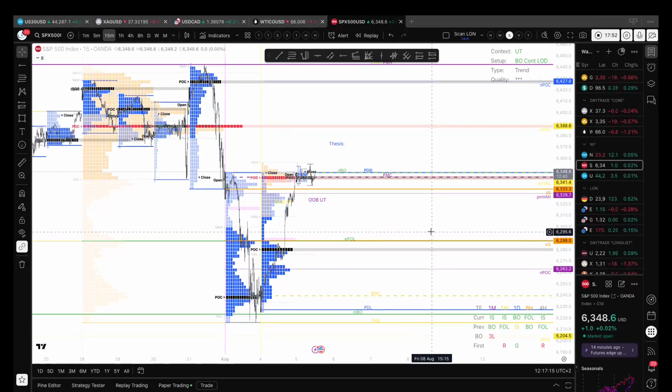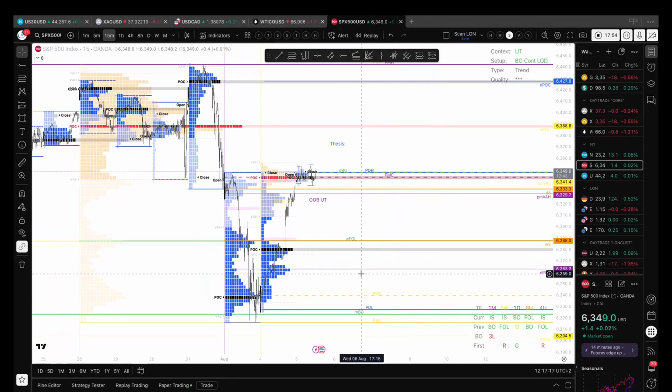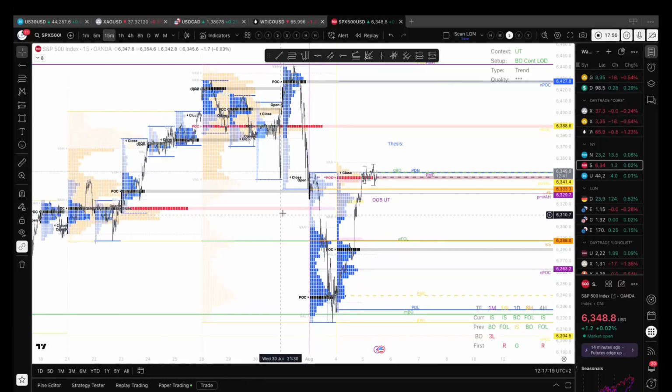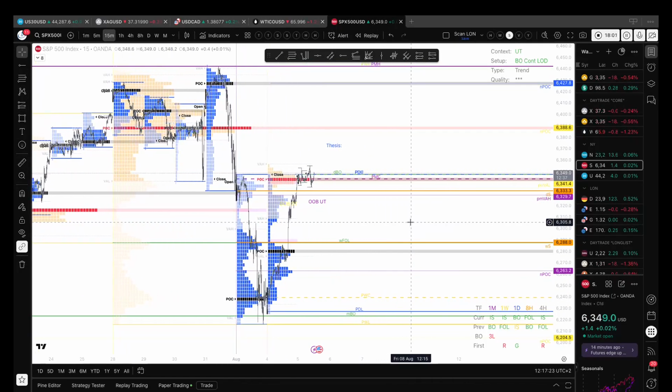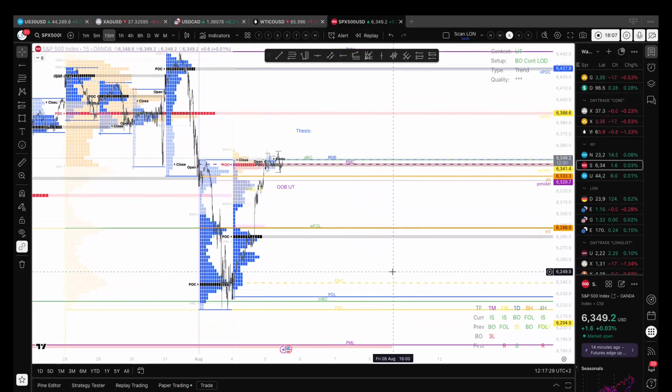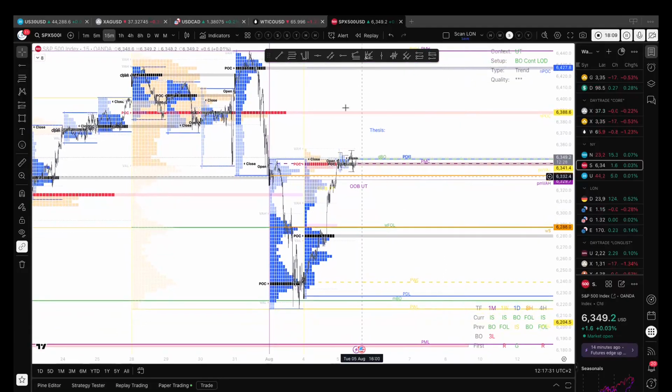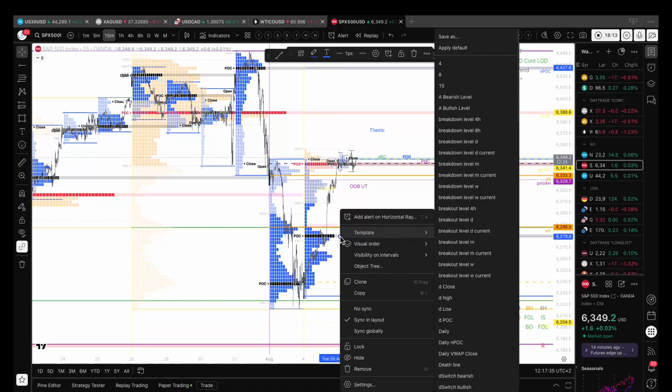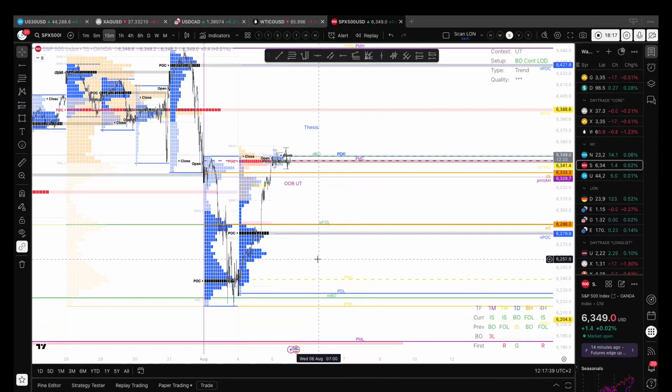Monthly VWAP close is traded through. Weekly switch down here because we had a breakdown close now coming back up. So it's a real switch level. Monthly naked point of control taken. So we clean that up. We have a daily naked point of control down here. Let's mark that. Always good to have it.